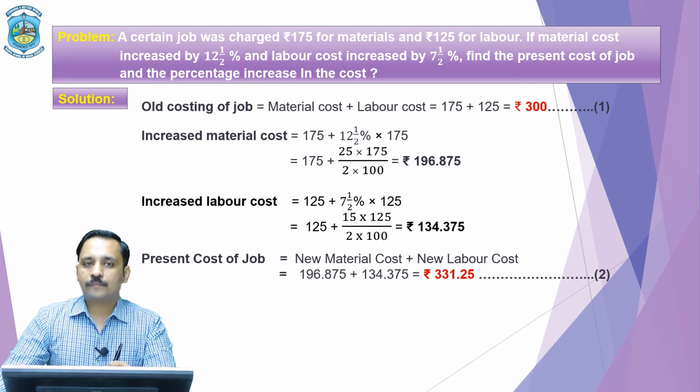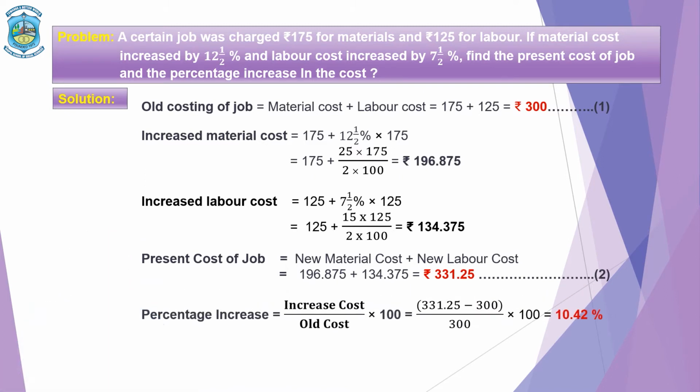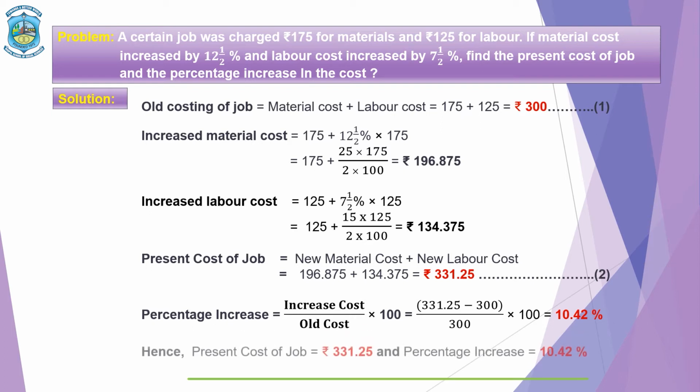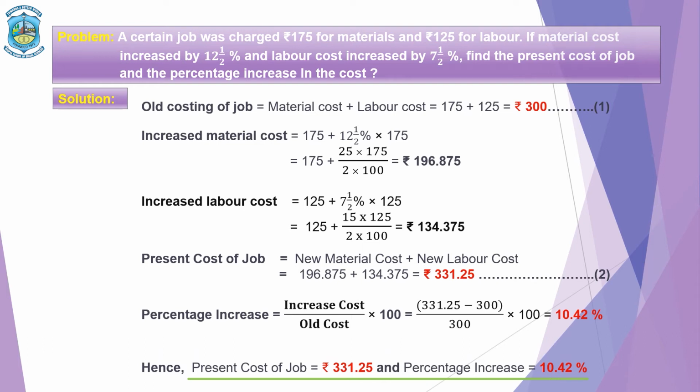From 1 and 2, we can calculate the percentage increase. So, we use the formula: the percentage increase is equal to increased cost divided by old cost multiplied by 100. That means 331.25 minus 300 divided by 300 multiplied by 100. On solving this, we have the value of the percentage increase as 10.42%. Therefore, the present cost of the job is 331.25 and the percentage increase is 10.42%.